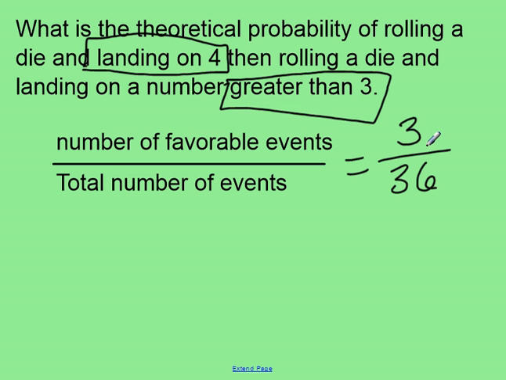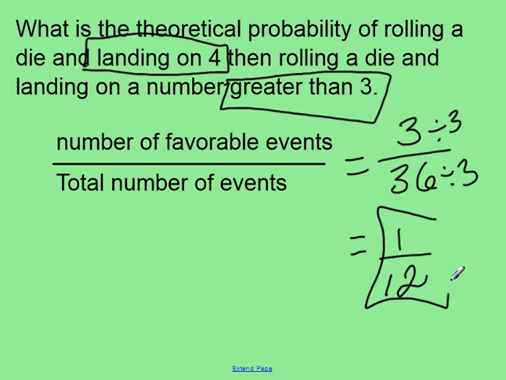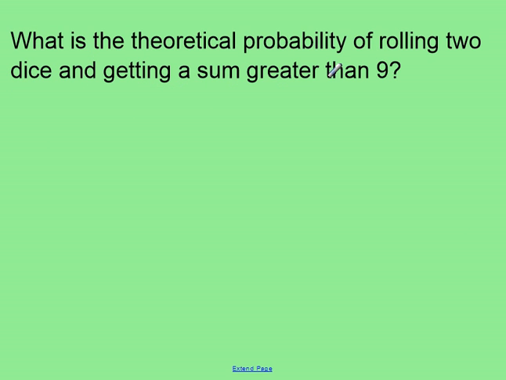Of course, you have to simplify. If you forget to simplify, you're going to lose some points, and that's a silly thing to do. So divide top and bottom by the same number. 3 divided by 3 is 1. 36 divided by 3 is 12. So our probability of landing on a 4 and then rolling a number greater than 3 is 1 out of 12.